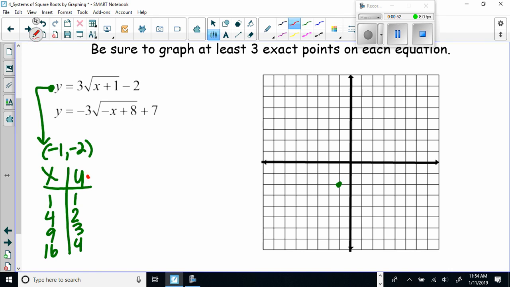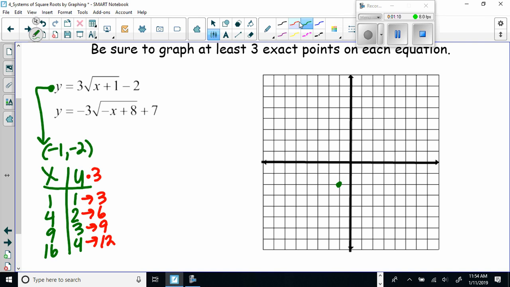And because I'm doing a vertical stretch, what happens to the table? It's multiplied by 3, right? So this is multiplied by 3. So 1 times 3 is 3. 2 times 3 is 6. 3 times 3 is 9. 4 times 3 is 12. All right, so I'm ready now to use my counting scheme to plot a few more points on my graph.